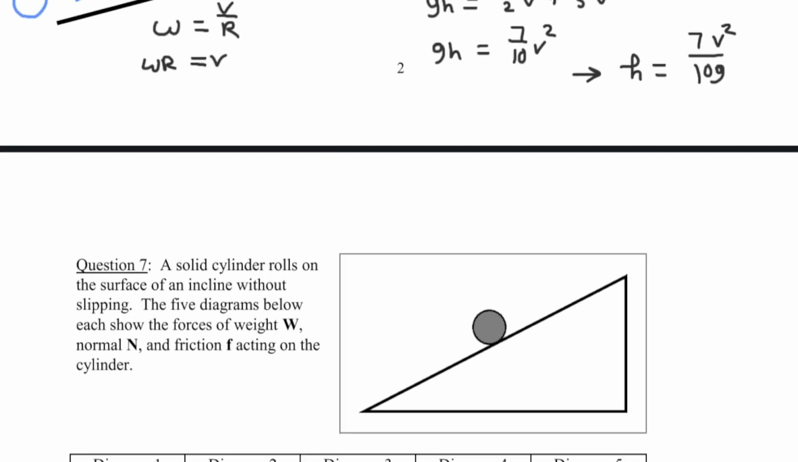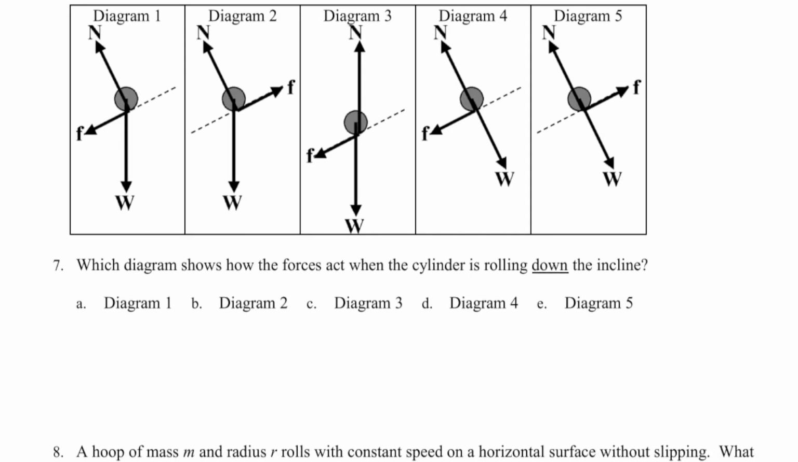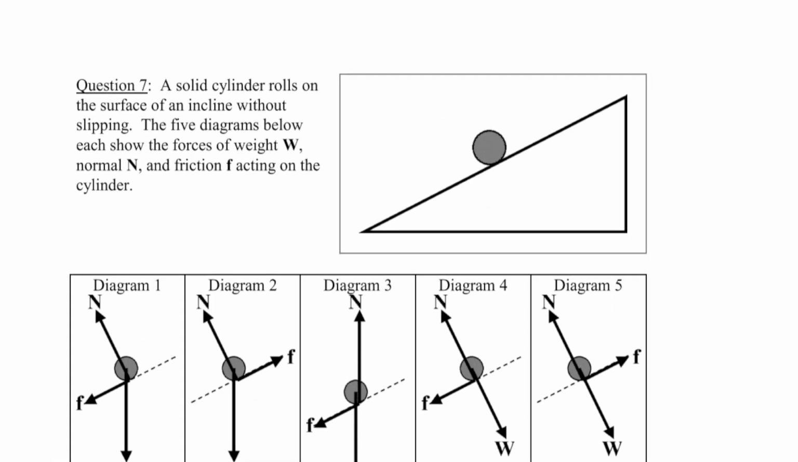All right, next one. This is a very tricky one, even though it looks kind of simple. A solid cylinder rolls on the surface of an incline without slipping. Which diagram shows how the forces act when the cylinder is rolling down the incline? So it's rolling without slipping. So first, let's draw the forces we definitely know.